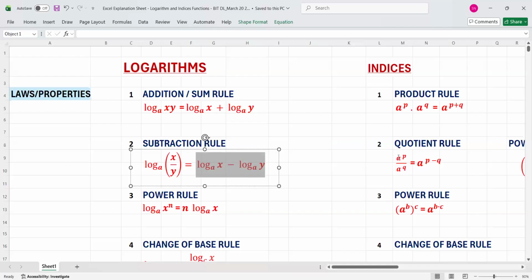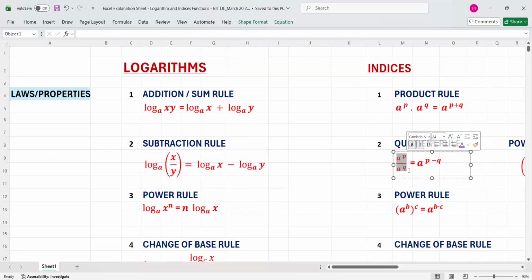Now, when you have a number raised to the power p, all divided by the same number raised to the power q, then from the exponent rule, or the quotient rule, you subtract the powers of these bases. So a raised to the power p divided by a raised to the power q becomes a raised to the power p minus q.